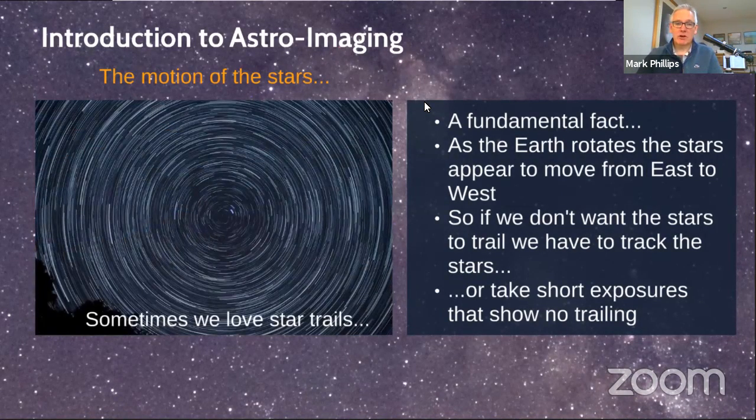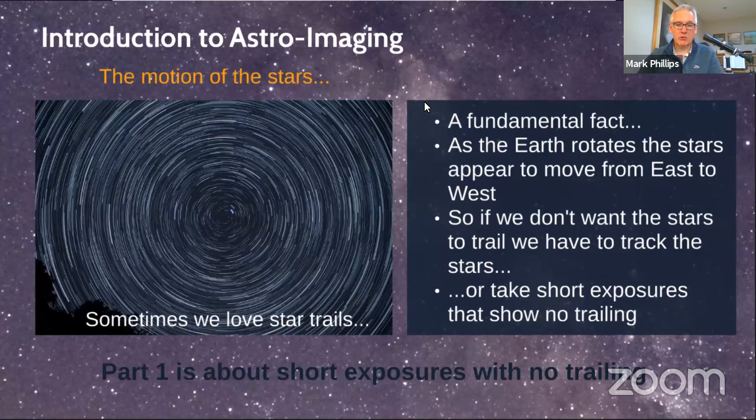Sometimes we do actually love star trails, especially around the pole. Those are very attractive. But for this session, we're talking about short exposures and avoiding the stars actually trailing. So it is the basic part of imaging tonight. We will go into more complex stuff in later sessions. We'll go all the way through to full narrowband imaging if you wanted to do that, but we'll start here.